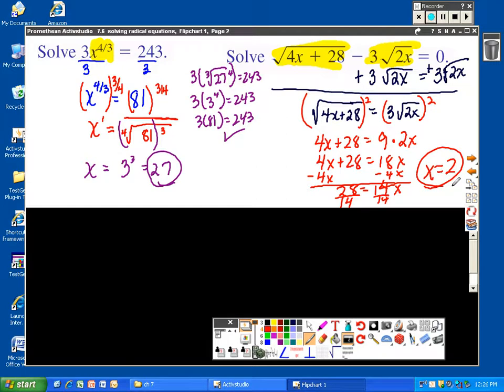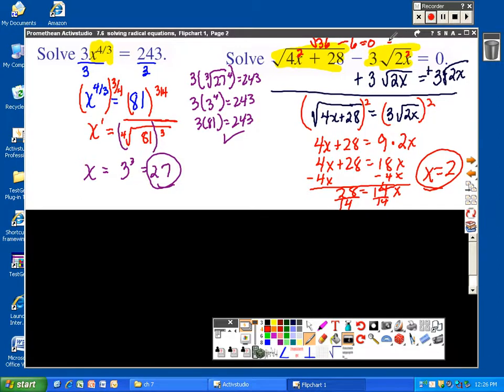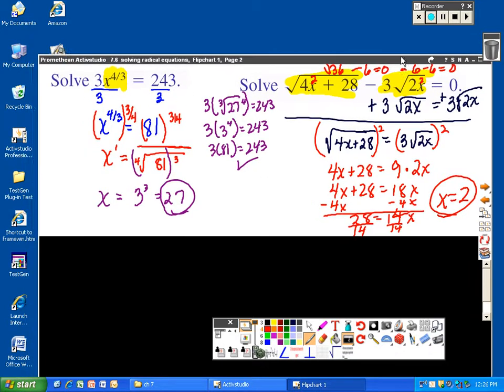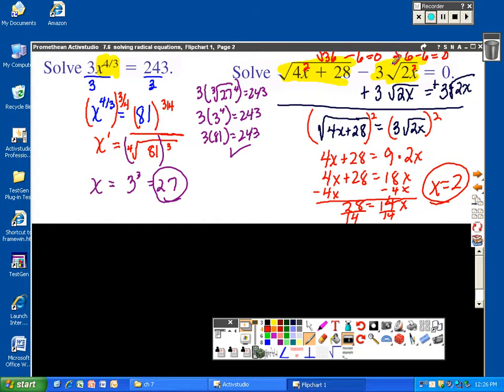If we double check that, 4 times 2 is 8, plus 28 is 36. 2 times 2 is 4, square rooted is 2, times 3 is 6. Square root of 36 minus 6, 6 minus 6 is 0. So it does check out. Okay.